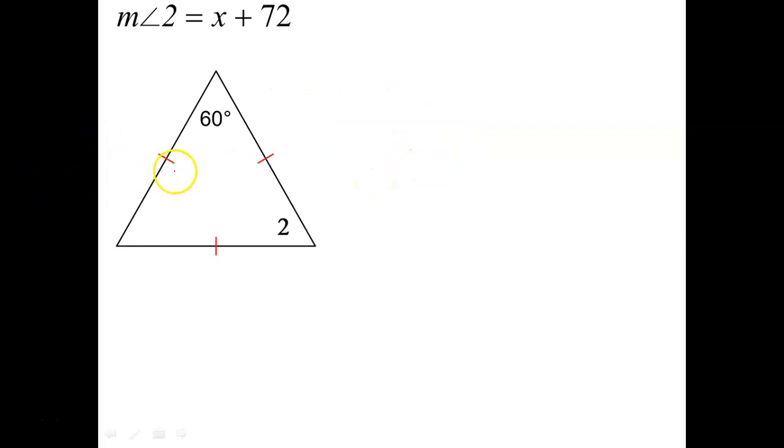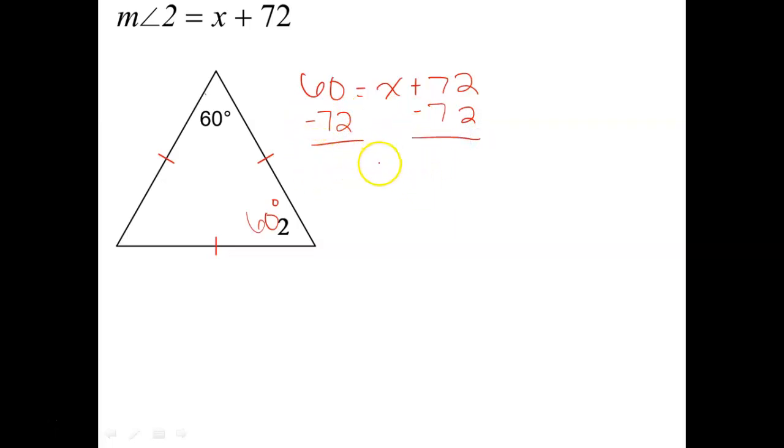All right, we have an equilateral triangle. All three sides are the same, so that means all three angles are the same. So angle 2 is 60 degrees. The measure of angle 2 is x plus 72, so 60 equals x plus 72. I subtract 72 from both sides, and x is equal to negative 12.